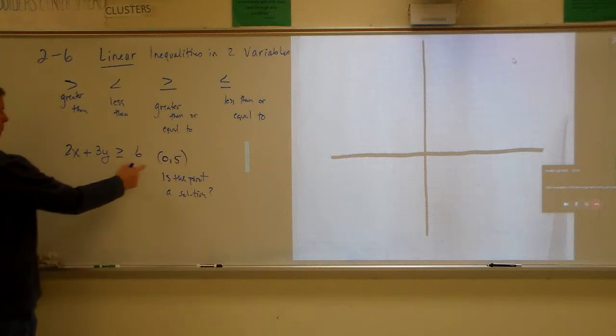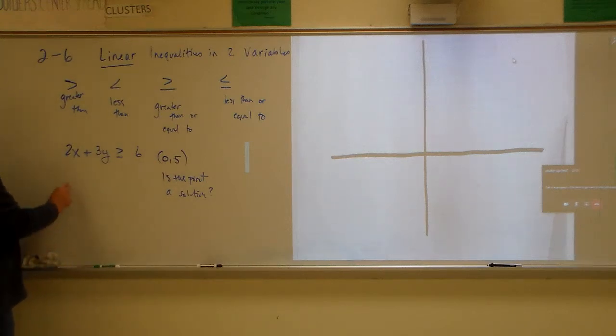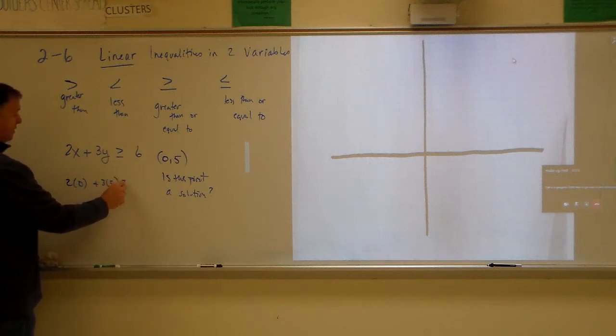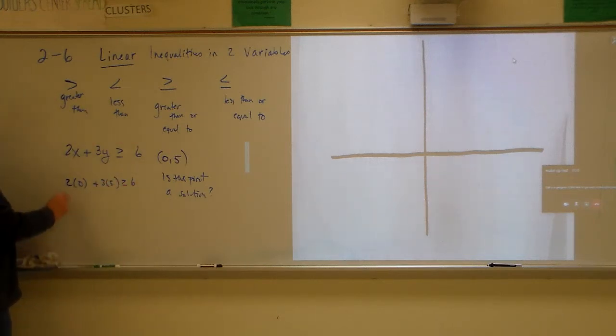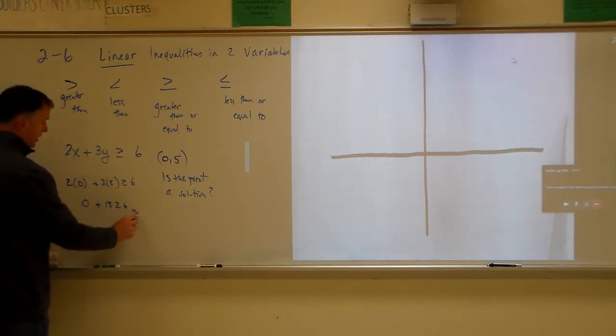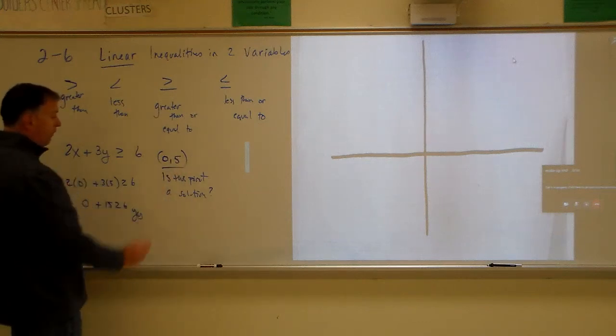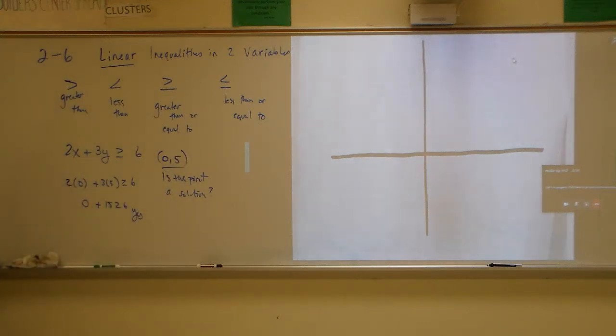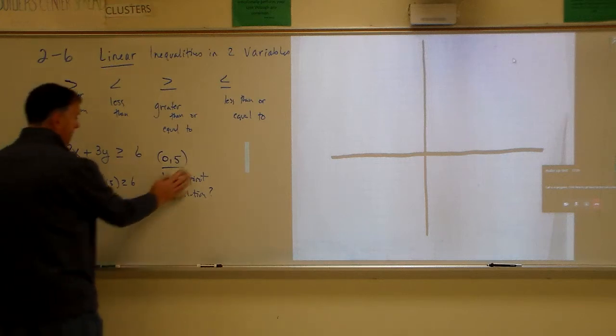So let's try it. Plug a 0 in for x and a 5 for y. 2 times 0 plus 3 times 5, is that greater than or equal to 6? 2 times 0 is 0, 3 times 5 is 15. Is that greater than or equal to 6? Yes, it is. So 0, 5 is a solution.